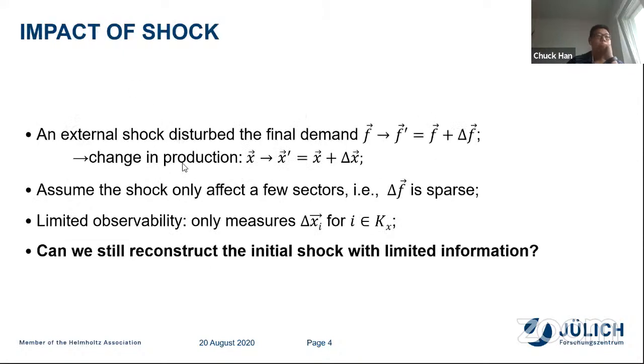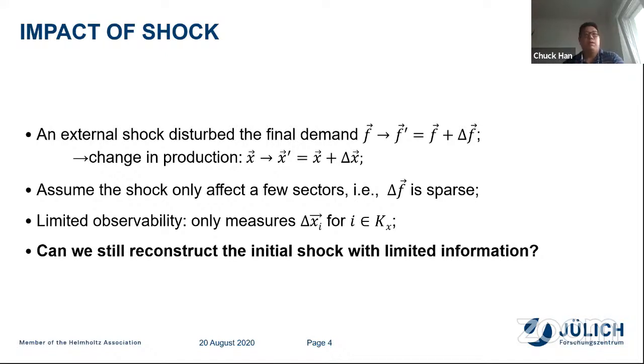So now we introduce a shock to the demand side, delta F. Because of the previous equation, we can see there will be a change on the production side as well, and we will name it delta X. We have one assumption here: this shock on the demand side will be sparse, which means only a few sectors on the consumer side would actually be affected. That means there are only a few non-zero elements of delta F.